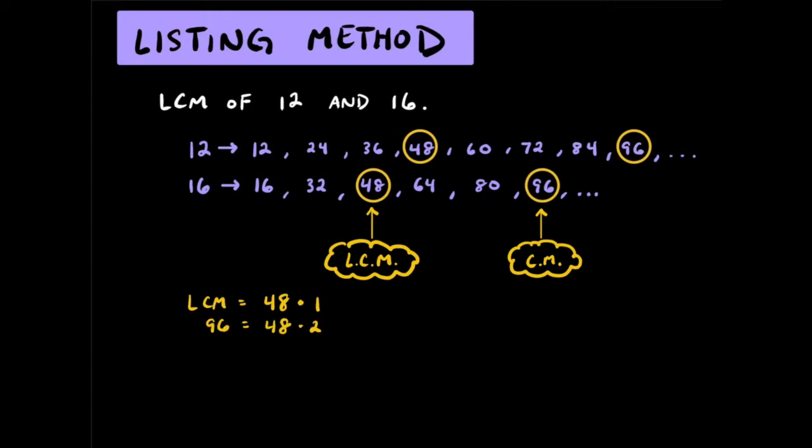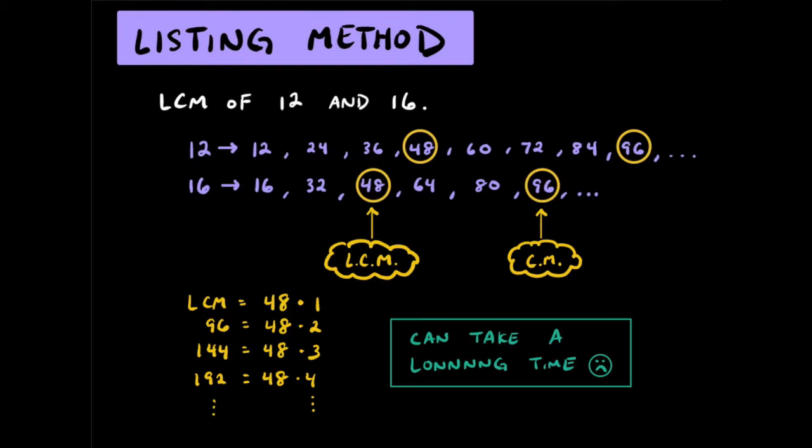48 times 2 is going to get us 96. 48 times 3 is 144. 48 times 4 is 192. And so on and so forth. In summary, 12 and 16 meet at 48 for the first time and continue to meet each other every 48 after that.